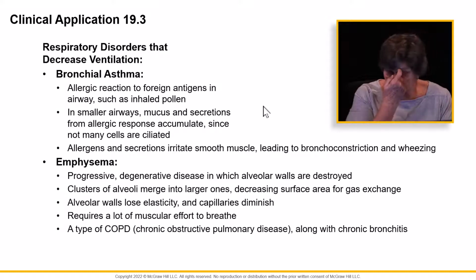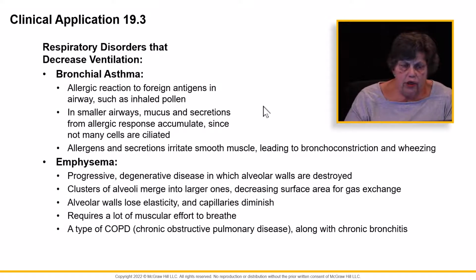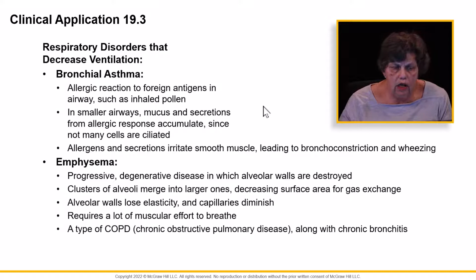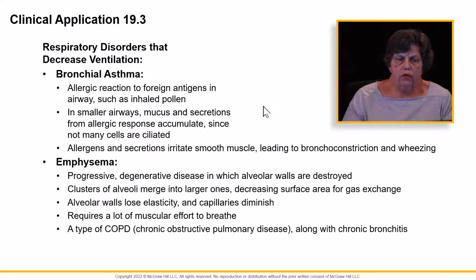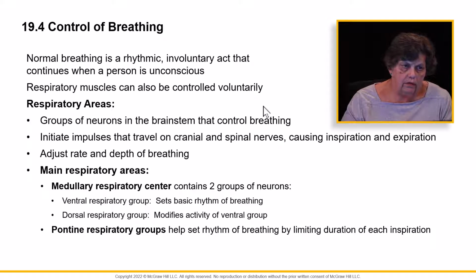Emphysema is a progressive disease. It's degenerative. The alveolar walls are beginning to be destroyed, which decreases the surface area we have for gas exchange. It requires a lot of muscular effort to breathe, especially sometimes to get it out. It is a type of COPD and is difficult.